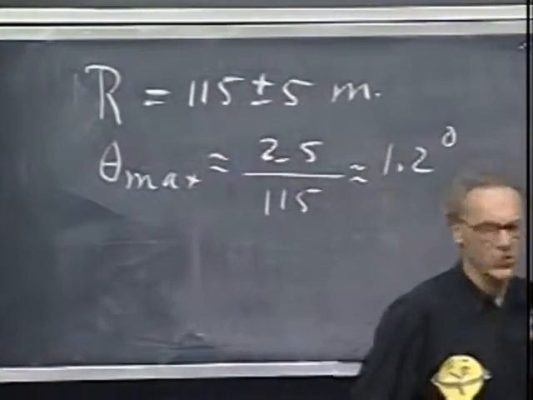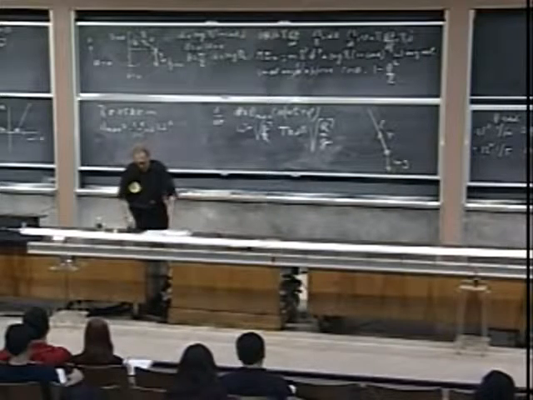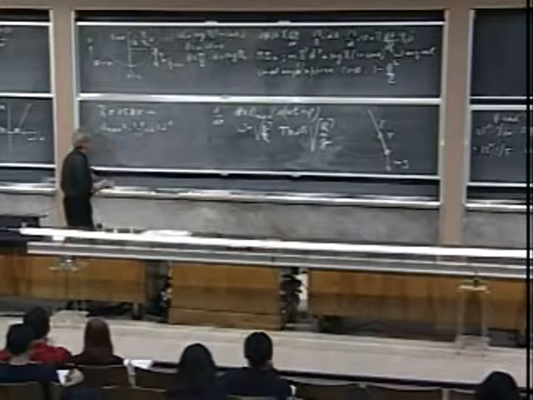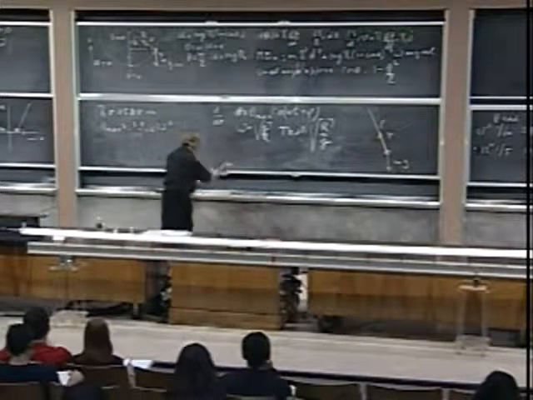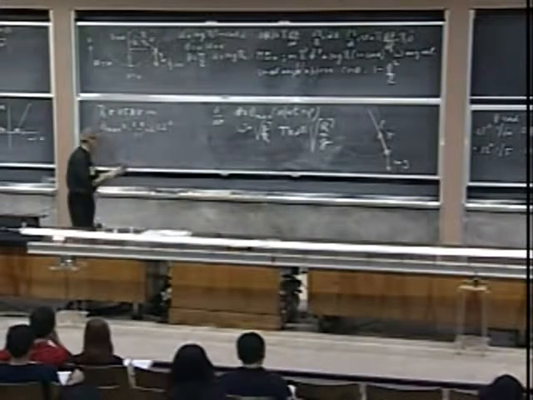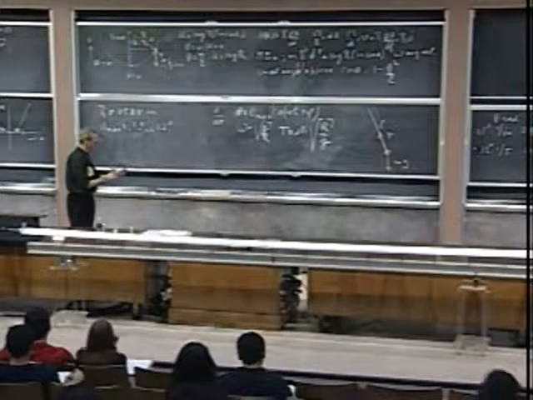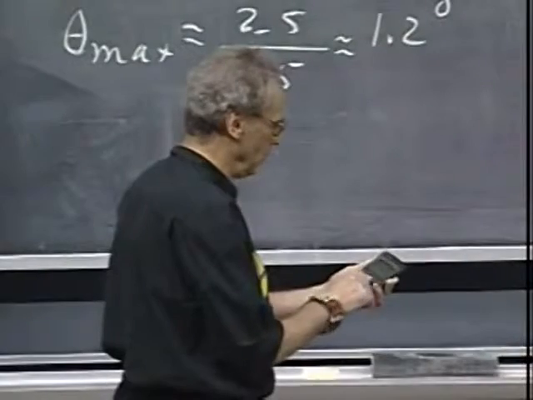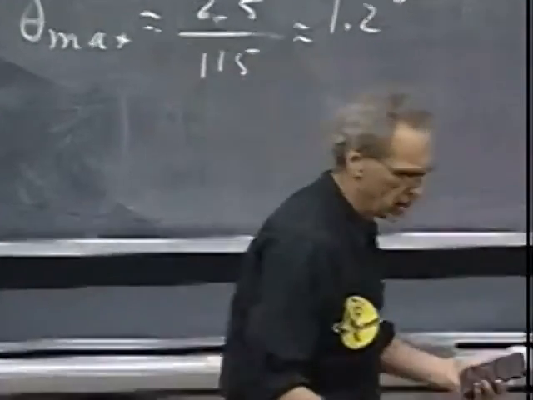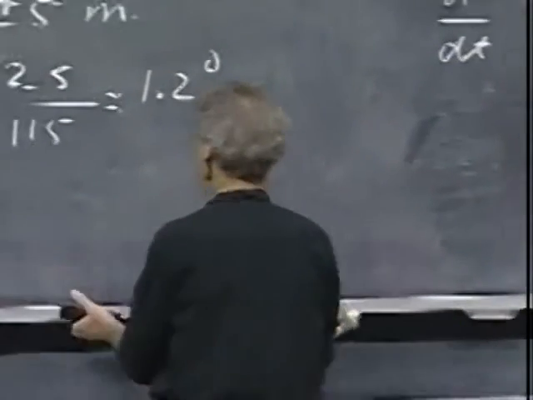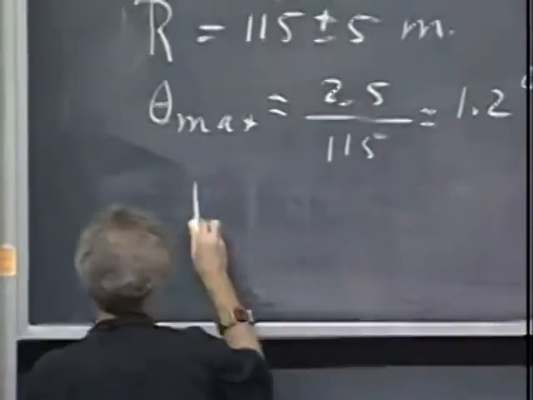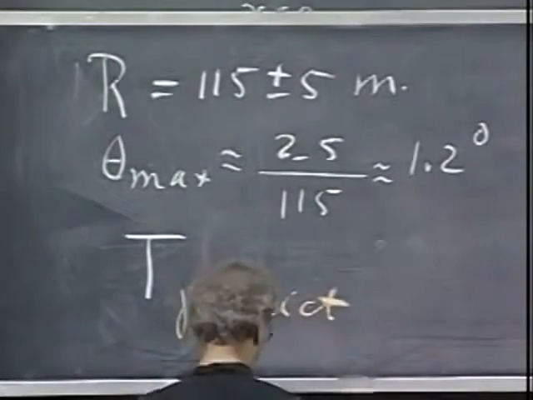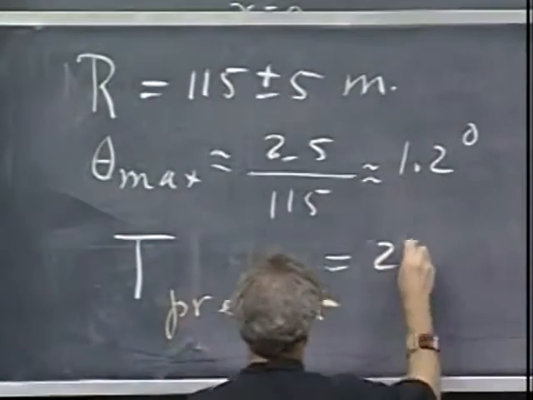So the angle is very small, so we should be able to make a perfect prediction about the period. And I'm going to do that. I take 2 pi times the square root of r over g, and r is 115. I divide it by g, I take the square root, I multiply by 2, I multiply by pi, and I get 21.5. And this is a prediction, T equals 21.5.